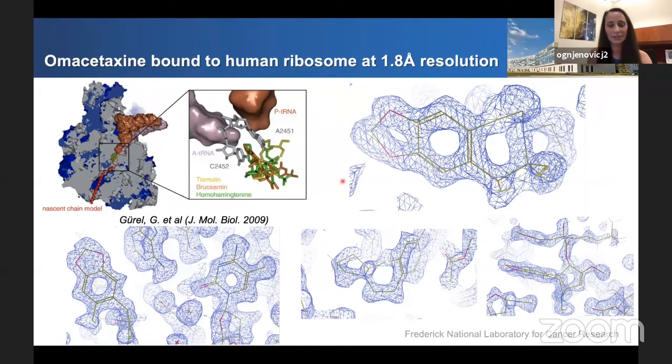And even though the drug was added in excess, we can still see substoichiometric occupancy. The ligand density is nicely resolved. We can start seeing holes in rings. However, the tail of the drug is a little bit washed out.